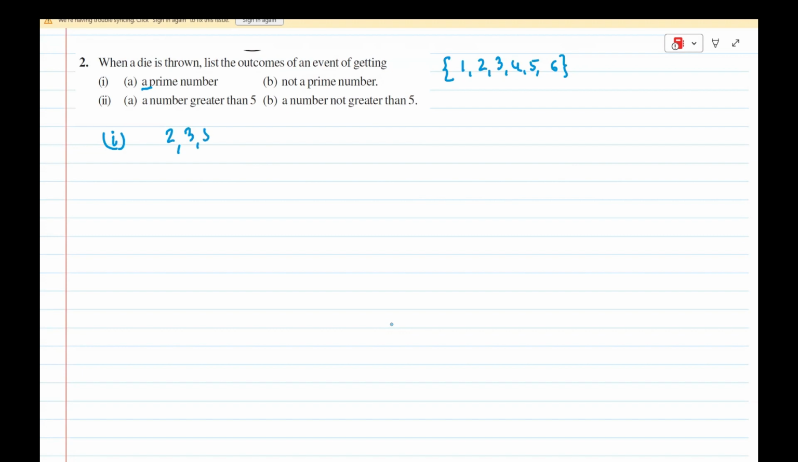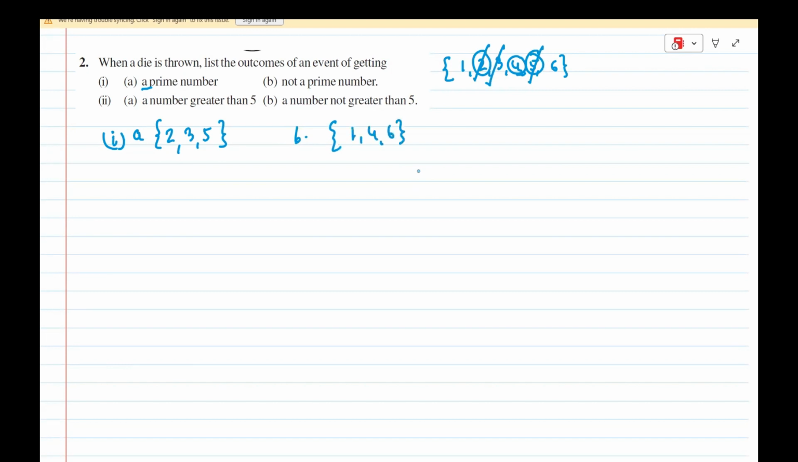So 2, 3, and 5. They are the numbers which get divided by the number itself or by 1. But 4 is not a prime because 4 is also getting divided by 2. So the definition of a prime number is that the number gets divided only by itself or by 1. That's all. The second part says not a prime number. This is part A, and the B part says not a prime. Not a prime means the ones which are prime, remove them. So this is a prime, remove. This is a prime, remove. This is a prime, remove. Remaining is 1, 4, and 6.